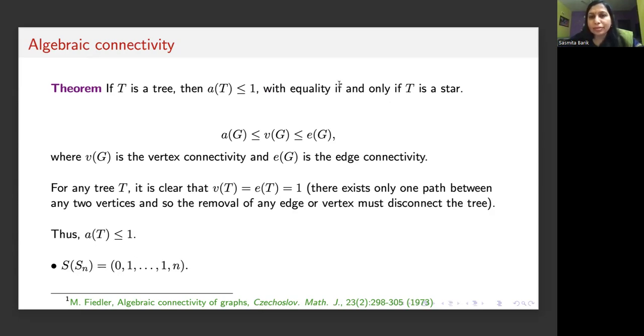So now I'm asking: if it is not a star, that means if the equality doesn't hold, you will show that this is not a star. So that I'm asking you as a question. So this is the result: algebraic connectivity is less than or equal to 1, and equality holds if and only if it is a star.